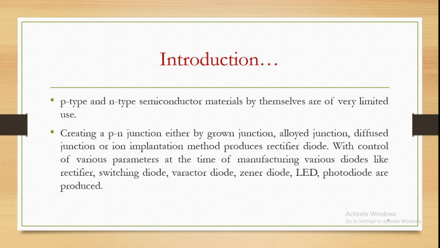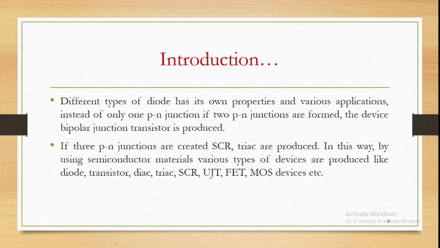With control of various parameters at the time of manufacturing, we can produce a rectifier diode, a switching diode, a varactor diode, a Zener diode, a light emitting diode (LED) and photodiodes. Different types of diodes have different characteristics and their own properties. That's why they are used in various applications.